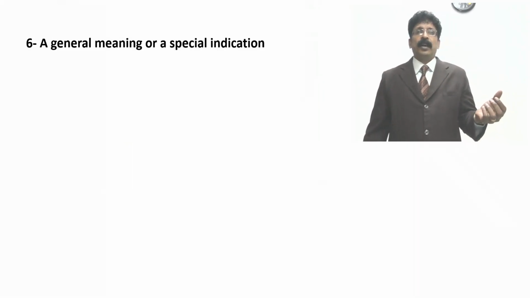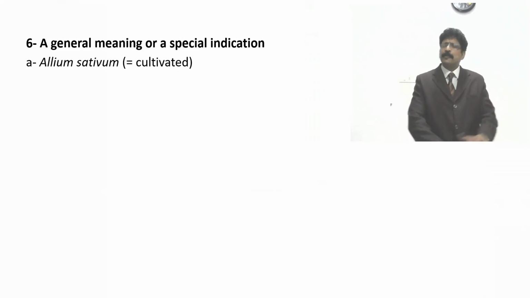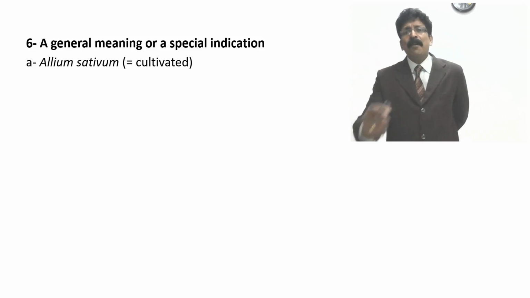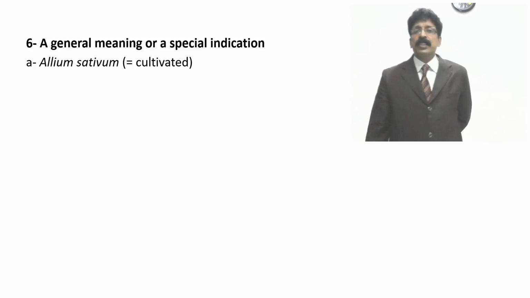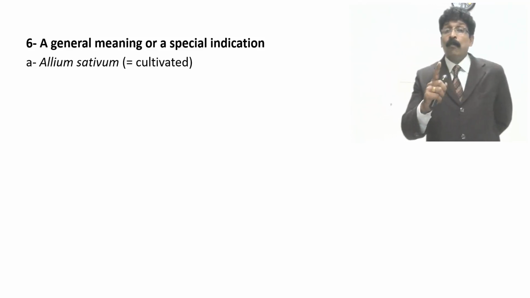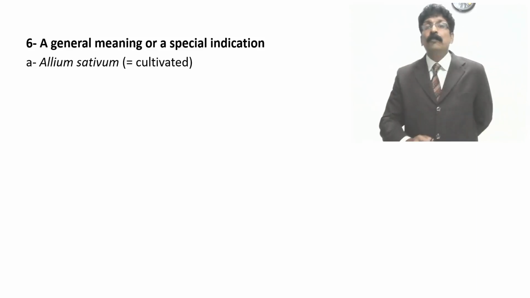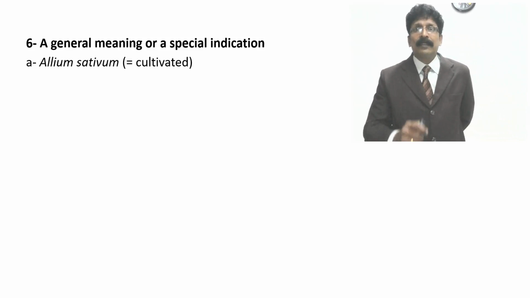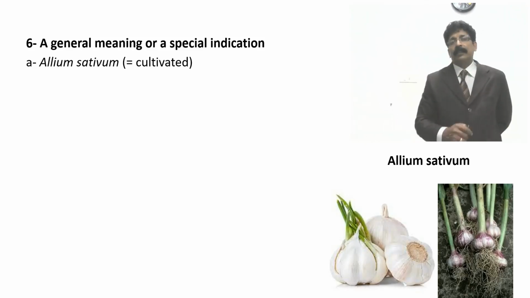And now the sixth one, general meaning of a special indication. Allium sativum, we know, is very interesting. It is cultivated, and there is a wild one also available. But if it is cultivated, then it is called Allium sativum, because we are using this more. This is the very common garlic. You can see that it is a cultivated plant, so it is called Allium sativum. Sativum means cultivated.